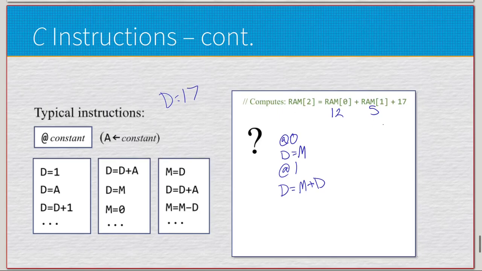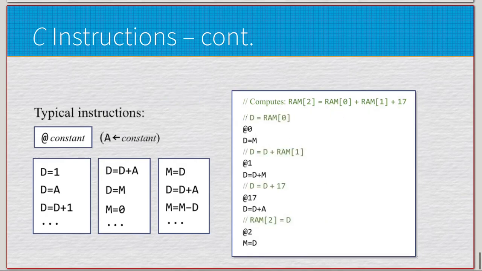17. Oh, that's funny. And then now we want the actual constant value of 17. That we would do at 17, and this time we won't be using M because we want the actual constant value of 17. So we'll do D equals D plus A, giving us 17 plus 17, which is 34. And then we want to load this data into register 2. So we do at 2, M equals D, giving us 34. Just like so.